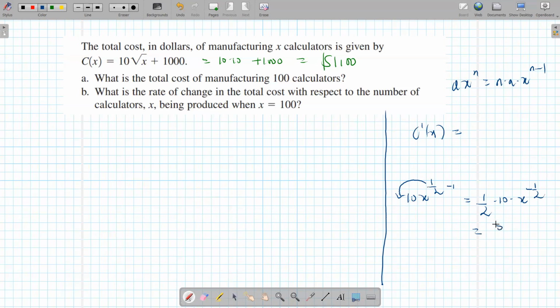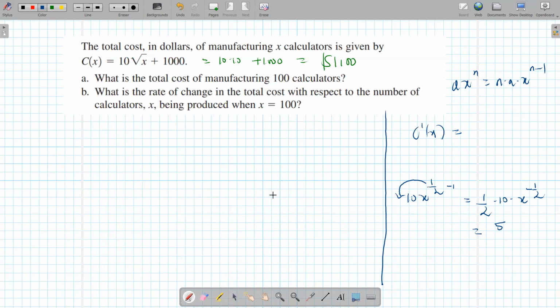10/2, which is a 5. And we do not like negative exponents. You see x to the power negative 1/2? No good. Whenever you see a negative exponent, you're going to toss it into the denominator or the numerator. You remember that? You can toss it up or down.